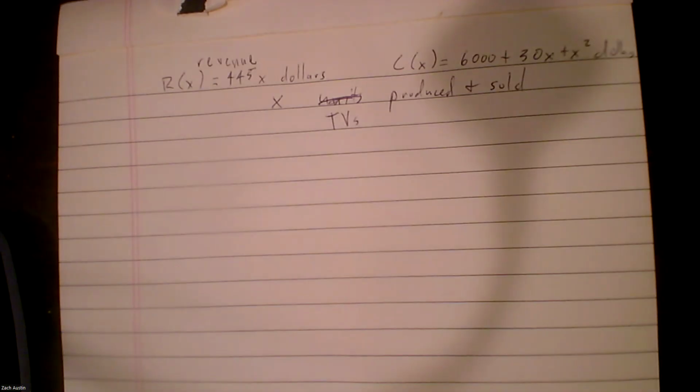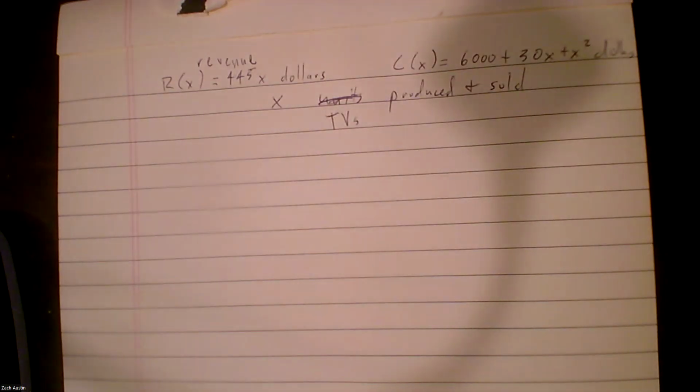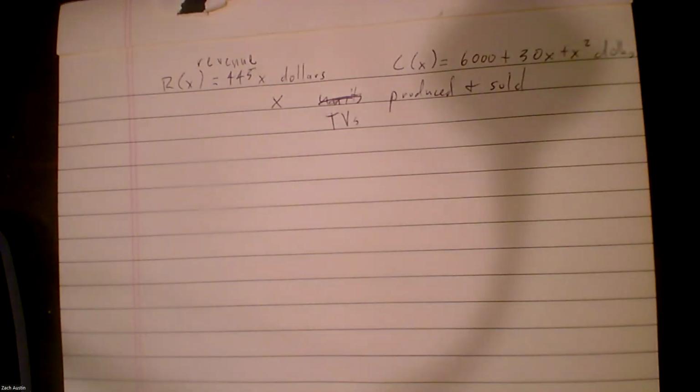Usually our revenue equations are quite simple, especially if we're a small company, right? Because we generally generate revenue one way. We generate revenue by selling our product, right? So this is a pretty typical revenue equation for a small company. We're basically selling our TVs for $445 a piece. So we calculate our total revenue by taking that $445 and multiplying it times the number of TVs that we produce and sell. Over here, we have a cost equation.